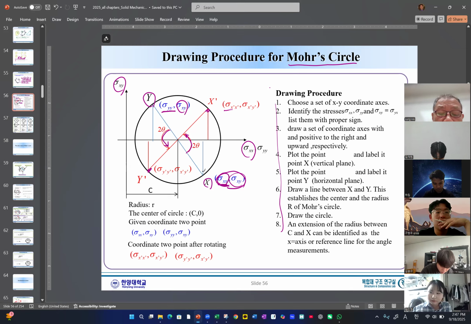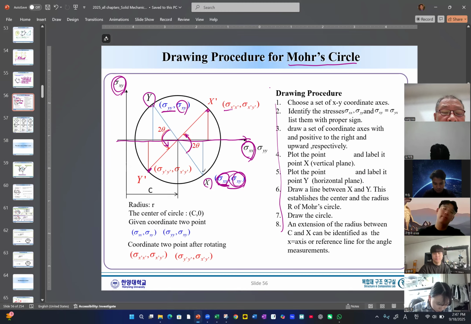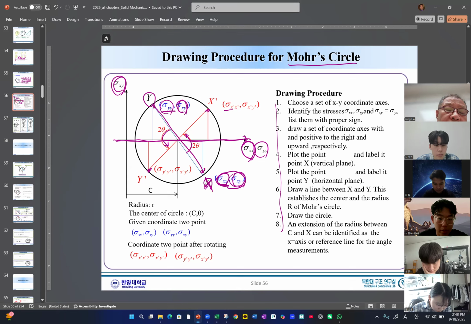Say for sigma x prime, you have a point, because this is the axis, sigma xx and sigma xy. And the same can be done for yy as well. So let's define x with sigma xx and sigma xy. And then exactly 90 degrees away, there is yy and sigma xy. So you can just draw a straight line and then make a circle. That's all you need to do.